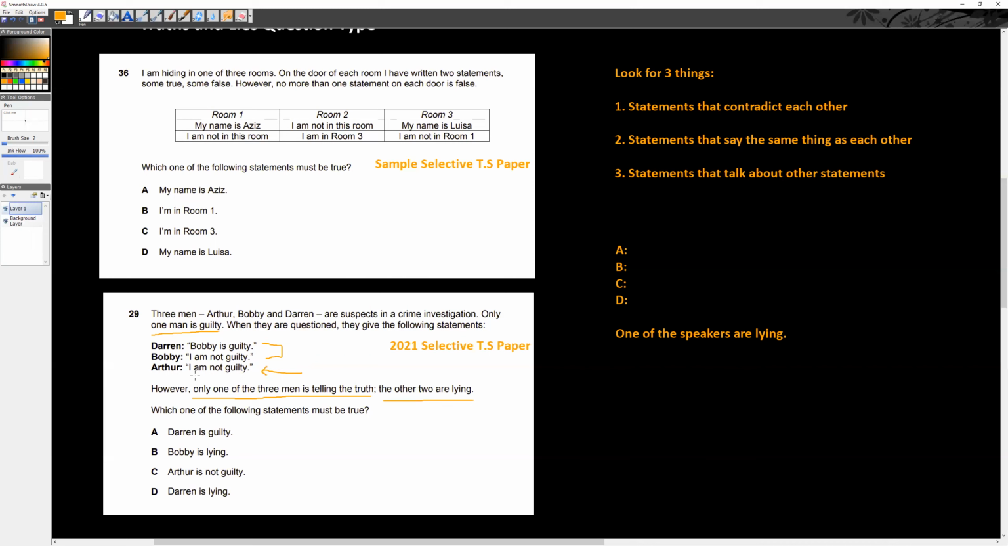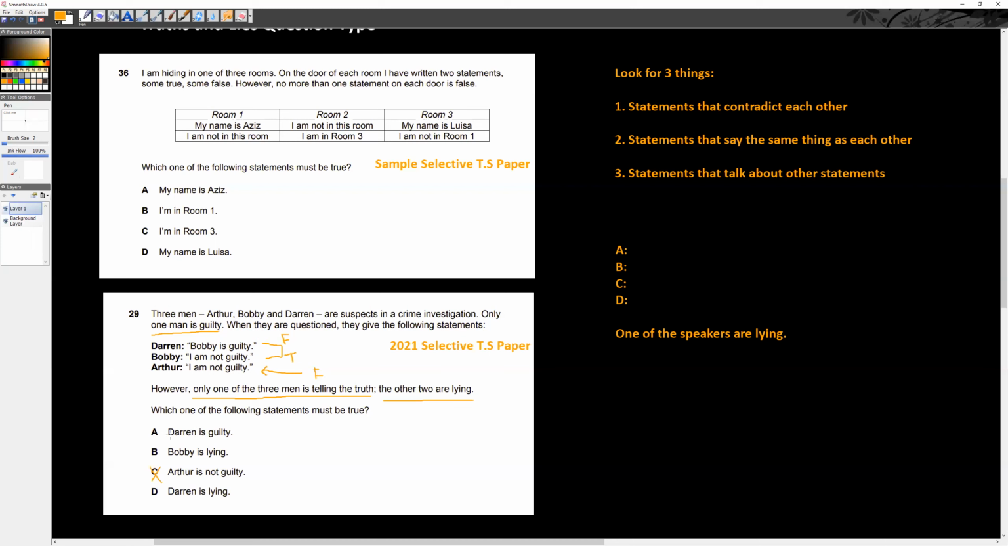If Arthur's lying, that means Arthur is not guilty. Now, if Arthur's not guilty, that means Arthur is guilty. My apologies. So, I'm not guilty. If that's false, then that means Arthur is guilty. So we can cross off option C. If Arthur's guilty, then Bobby can't be guilty because there can only be one guilty man. Now, if Bobby's not guilty, that means Darren's lying and Bobby is telling the truth. Okay, now we figured out that Arthur is guilty and we figured out who's telling the truth and who's lying. That should be able to give us our answer.